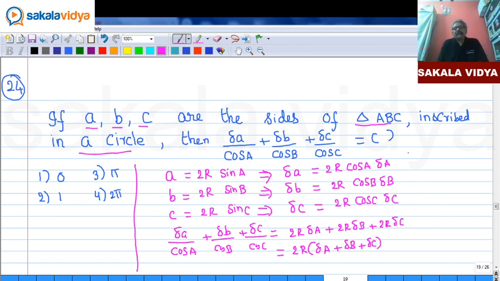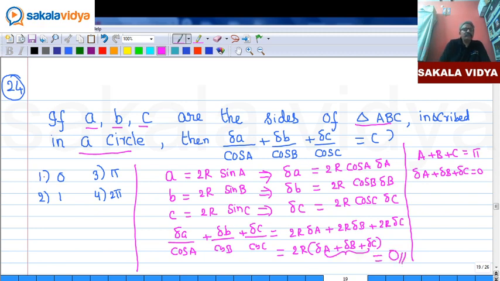You will get it. Now, the interesting factor is that in triangle ABC, capital A plus capital B plus capital C is equal to 180 degrees, pi, a constant. If you find the differentials on both sides, delta A plus delta B plus delta C becomes the differential of a constant, which means 0. So, this is replaced by 0. So, 0, that means first option is the right option.